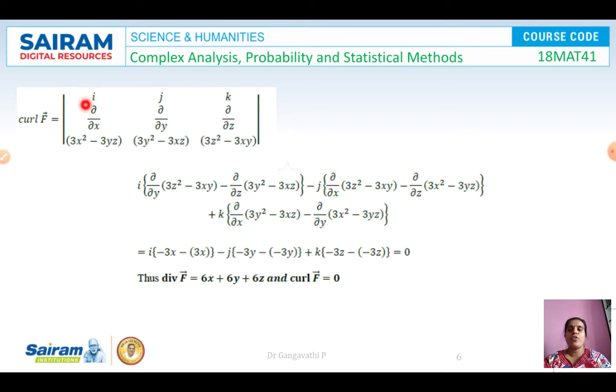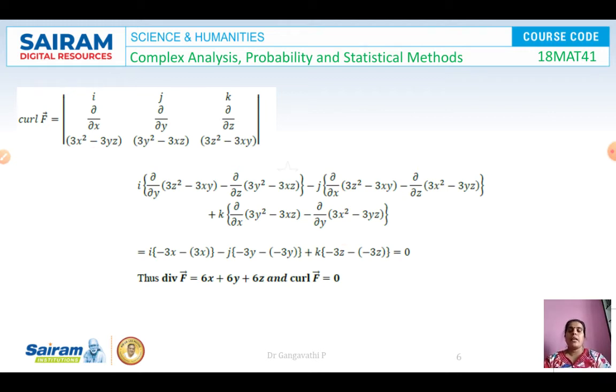So we have ∂/∂x operating on 3z² − 3xy, and ∂/∂z operating on 3x² − 3yz. That is what we have written here. Plus, so the first term was a positive term, the second term was a negative term, and the third term is going to be again positive. So k, leave this column and this row. So ∂/∂x operating on this minus ∂/∂y operating on this. So we have written it.